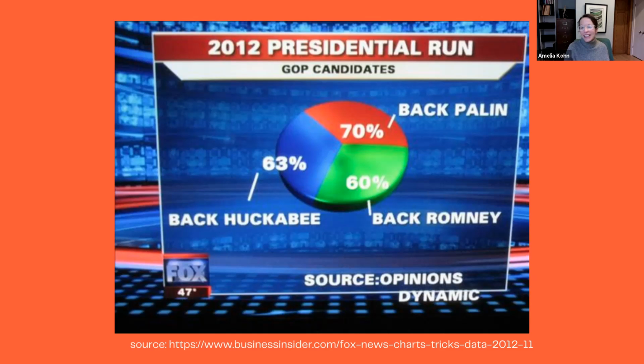For me, again, it's like the color issue. It's a lot of bright, fully saturated color. I don't know what the broadcaster was saying while this chart was showing, but if they were trying to highlight, for example, how well Huckabee was doing compared to Romney and Palin, they might have wanted just to color in that slice of the pie, assuming that they corrected the pie chart percentages. So that's another thing that I would change. And again, we have the 3D issue going on as well.